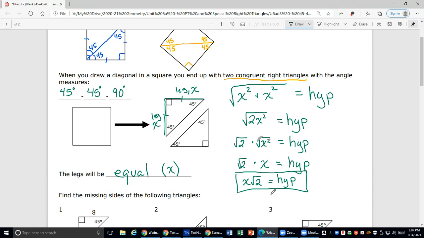So in the next video, we're going to look and see how we can apply this information, our legs being a value of x and our hypotenuse being the value of x square root of 2, to quickly figure out how long each of our sides are on a 45-degree, 45-degree, 90-degree triangle. So come on back to see how to work that.